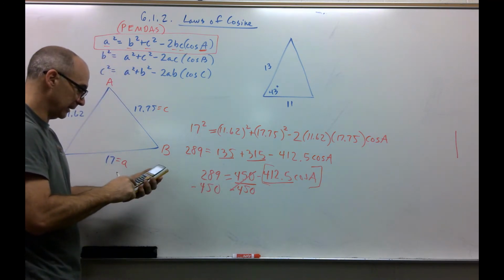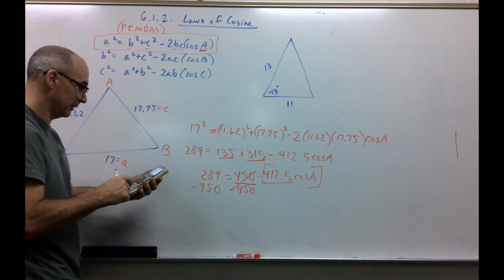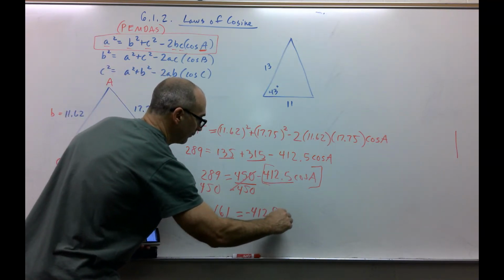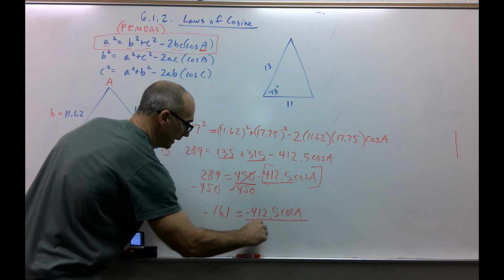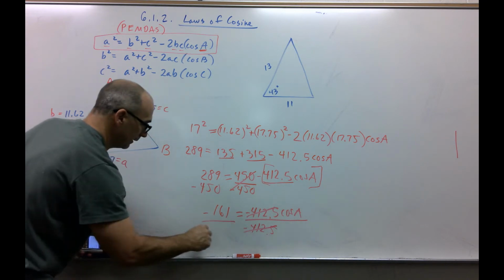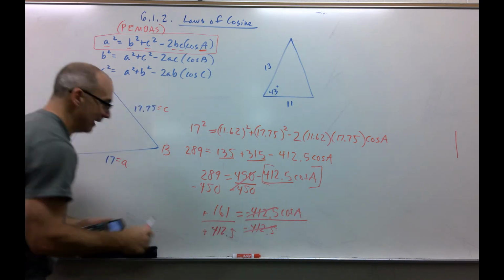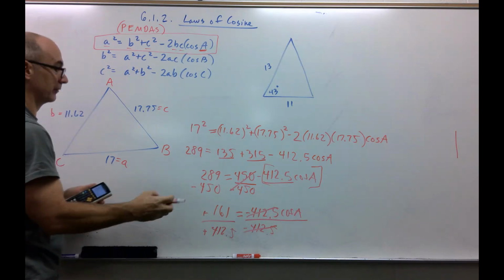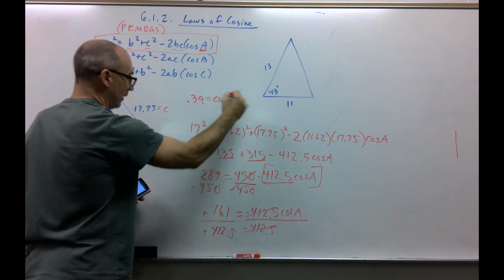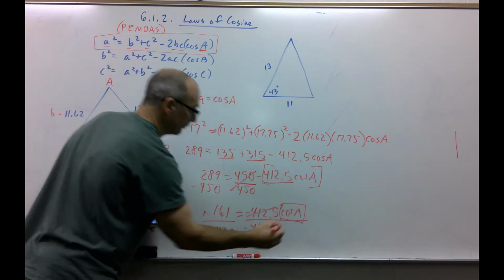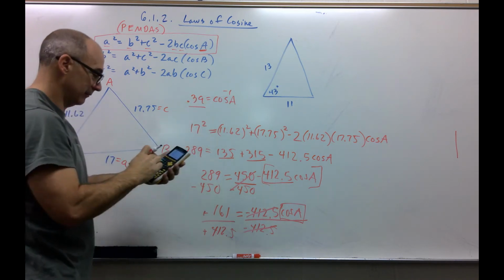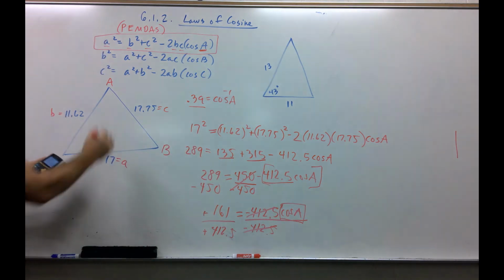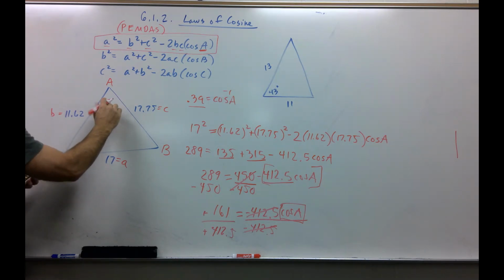So 450 taken from 289 gives us negative 161 equals negative 412.5 cosine A. Don't panic. Negative 412.5 gone. Two negatives make a positive. 161 divided by 412.5 is 0.39. So I get 0.39 equals cosine of A. So now I've got to go second cosine, type that in. So second cosine 0.39, enter. And I get 67.04. So 67.04 is just 67. We'll call it good.